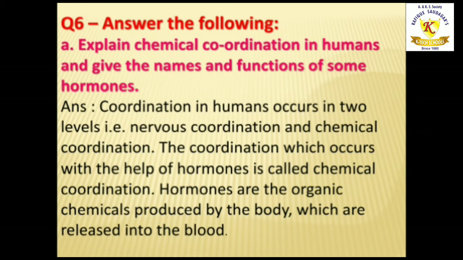Next question, question number 6. Answer the following. The first one, explain the chemical coordination in humans and give the names and functions of some hormones. So the answer is, coordination in humans occurs in 2 levels. That is, nervous coordination and chemical coordination. The coordination which occurs with the help of hormones is called chemical coordination, and hormones are the organic chemicals produced by the body which are released into the blood.